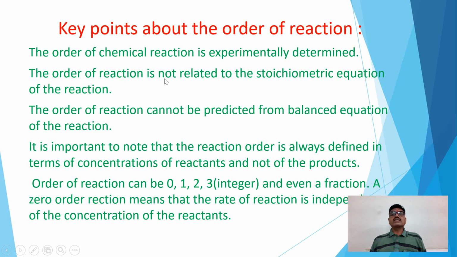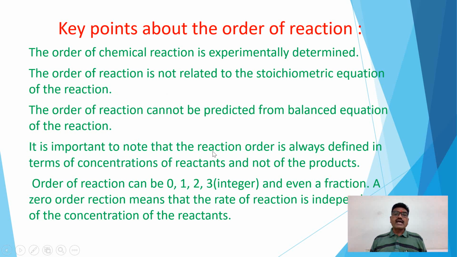So see, what are the key points of the order of reaction? So order of reaction, it is experimentally determined thing. The order of reaction is not related to the stoichiometric equation of the reaction, or it does not depend upon the coefficients of the reaction. So it is experimentally determined thing. Furthermore, the order of reaction cannot be predicted from balanced equations of the reaction.